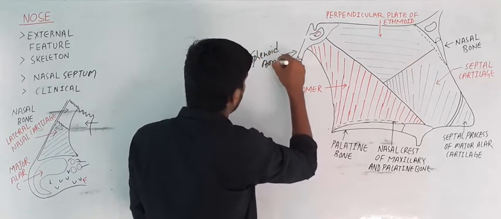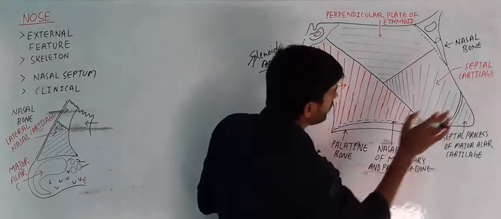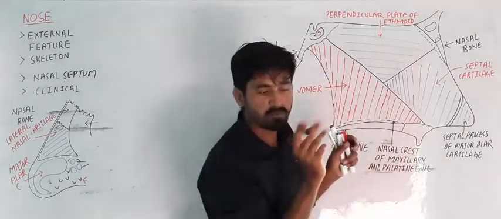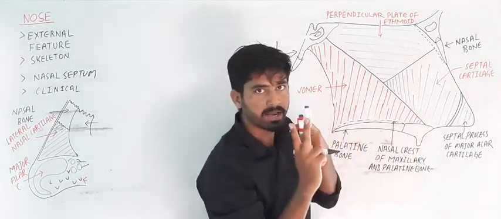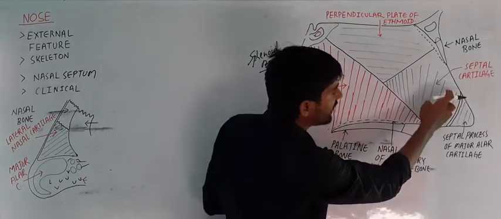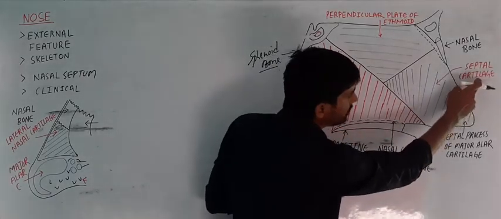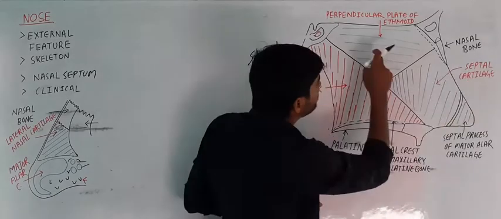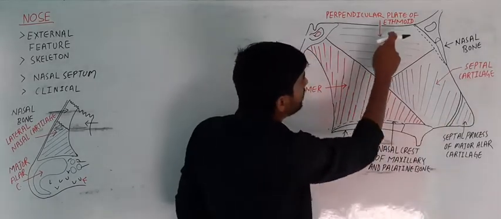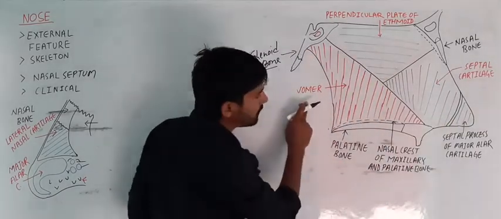Sphenoid bone. See it. This is the nasal septum. The nasal septum is formed by a cartilage part and a bony part. Am I right? The cartilage part is the septal cartilage. Septal cartilage is here. And this is the perpendicular plate of the ethmoid. And this is the vomer.